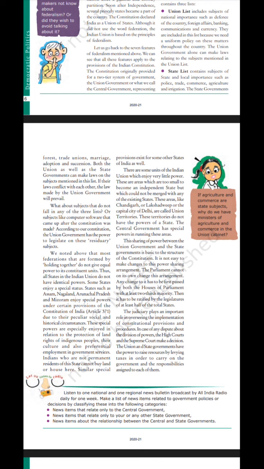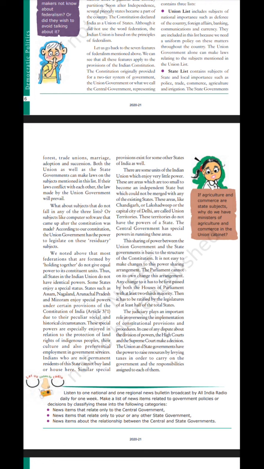The sharing of power between the union government and the state government is basic to the structure of the constitution. It is not easy to make changes to this power sharing arrangement. The parliament cannot on its own change this arrangement. A change to it has to be first passed by both the houses of parliament with at least two-thirds majority. Then it has to be ratified by the legislatures of at least half of the total states.